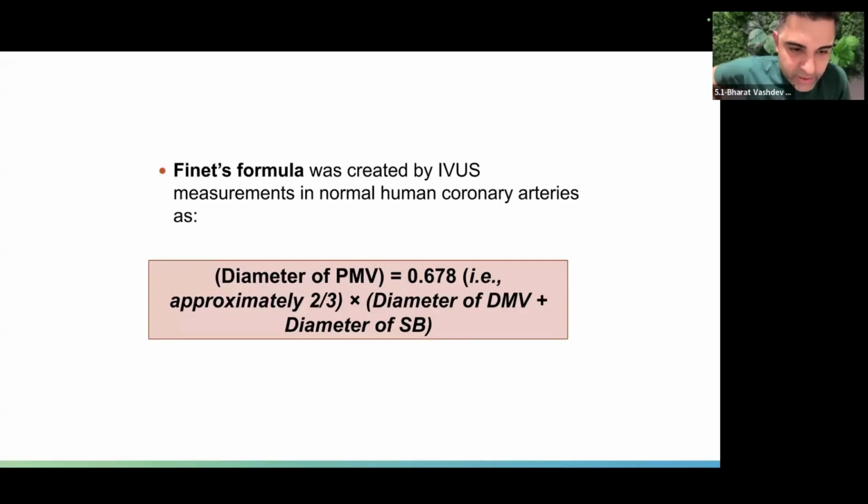So this is what we tend to use whenever we do kissing balloon, for example. When you choose your sizes, technically you're supposed to use Finet's law, but maybe many of us don't do that. But it's one of the teachings that we get as junior registrars and fellows coming through.